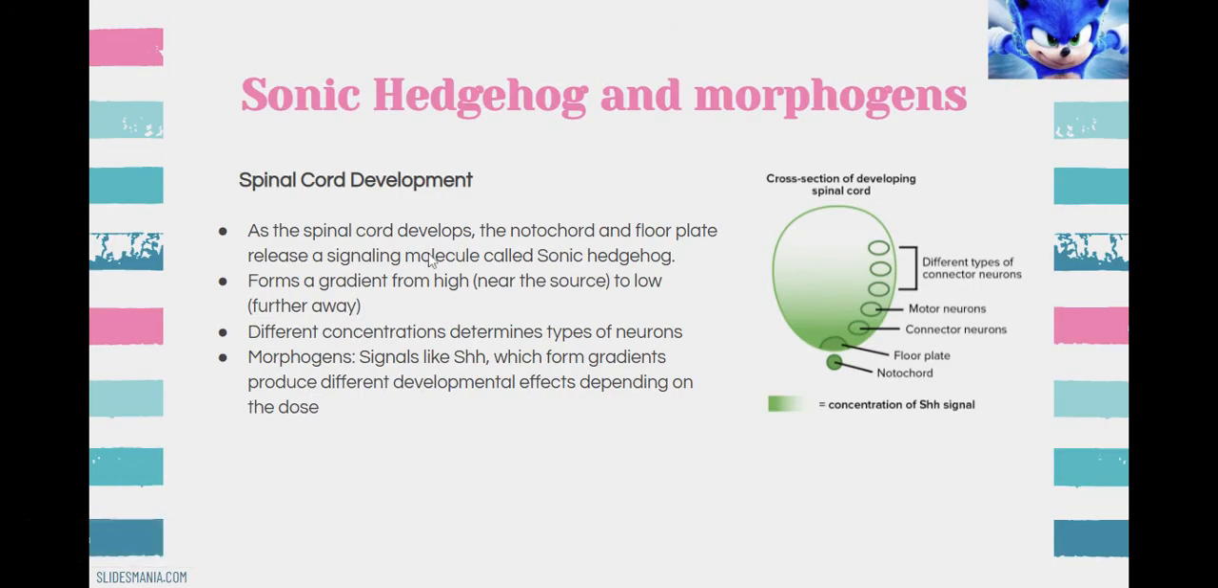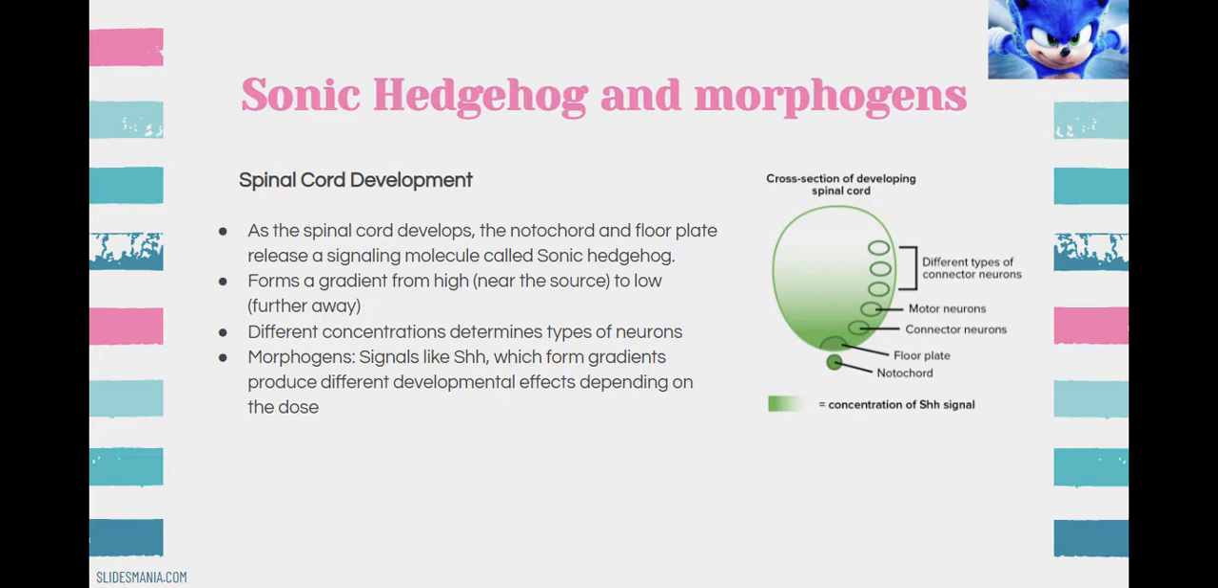Okay, so I wanted to talk a little bit about how we see paracrine signaling in development. When the fetus is developing, we have what is called the notochord, and the notochord is basically the location where all of our spinal cord is going to develop from. The notochord and the floor plate, which basically just surrounds the notochord, release a signaling molecule as the embryo is developing. And this is actually called sonic hedgehog.